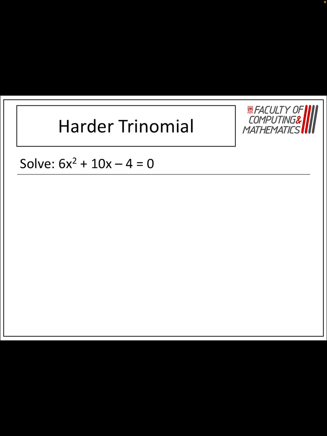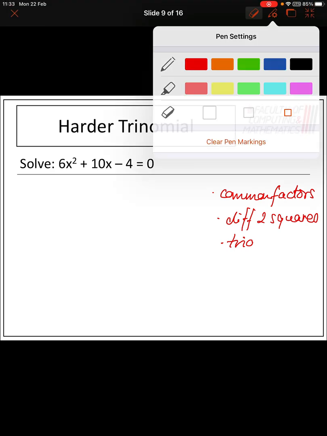Right, harder trinomial. As we always try and tell candidates, look for a common factor first and go through the process of factorising, because they do find it difficult. Then look for a difference of two squares, and then into your trinomial. But what happens is we always start with our common factor. It would help if I could spell.